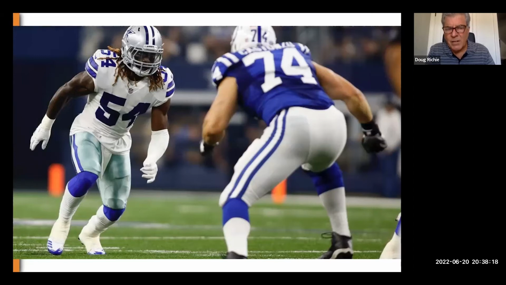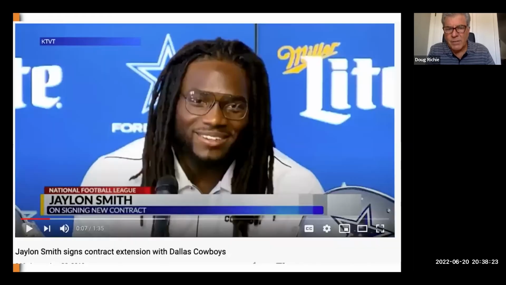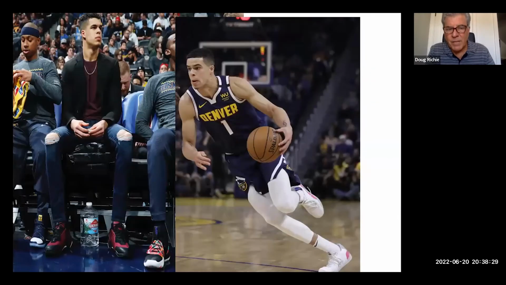And by his second year, he became, as we call it, a Pro Bowler. He made the all NFL team and signed a new contract worth $30 million. So that was a really positive thing.